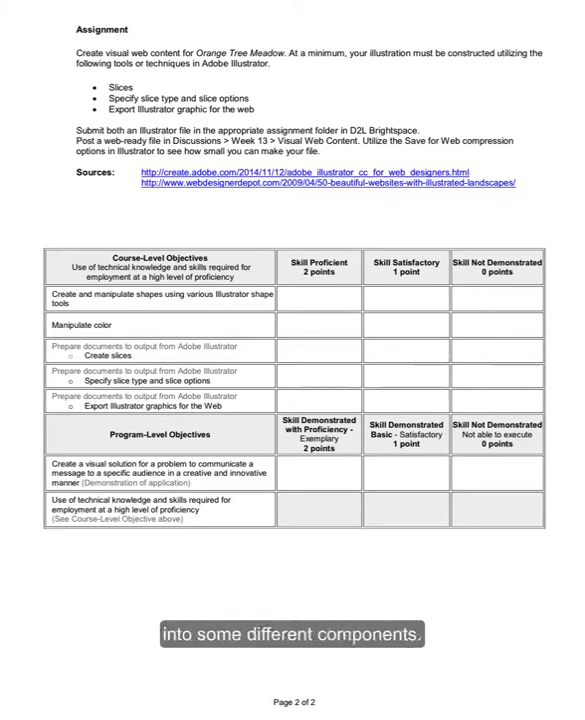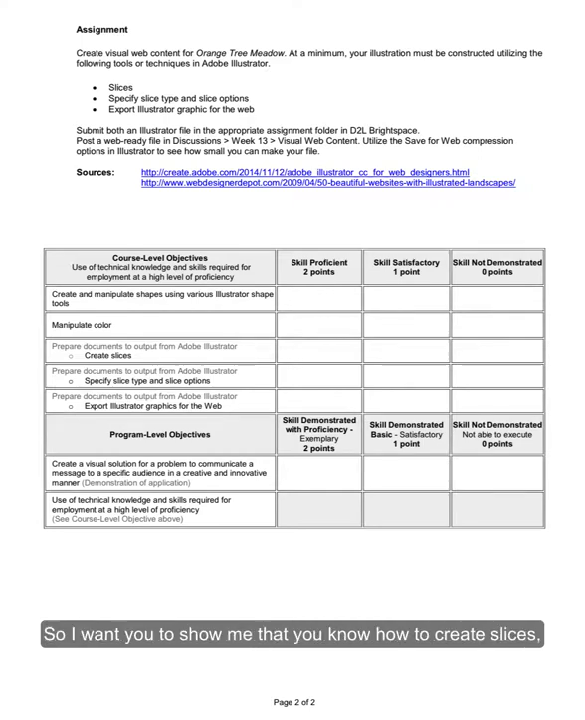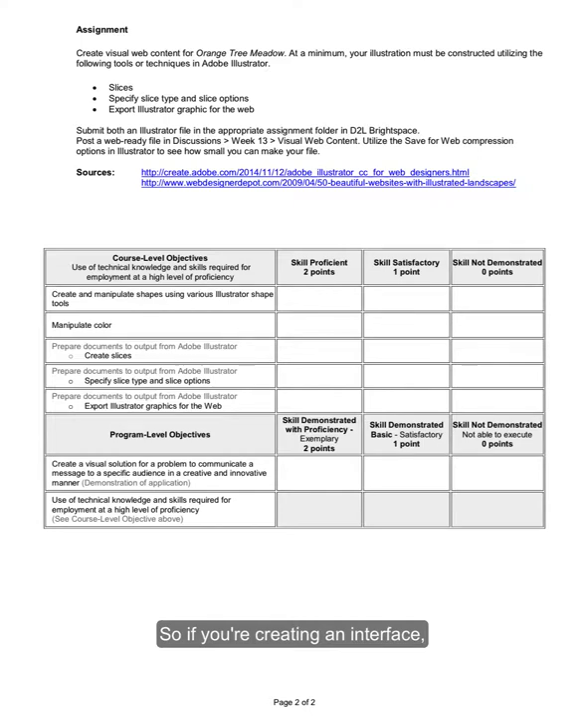So you may have to break this into some different components. I want you to show me that you know how to create slices, basically creating those pieces that then get put back together when you put this on a website. I also want you to specify slice types. So if you're creating an interface, say, for this website of Orange Tree Meadow, you may want to slice up that background image. Some of the slices will just be maybe white or black, and in that case you can have that specific type of no content for those slices.